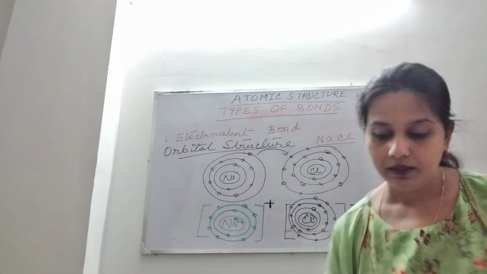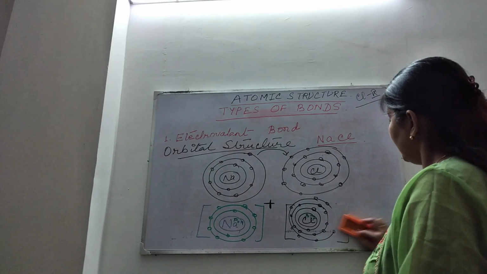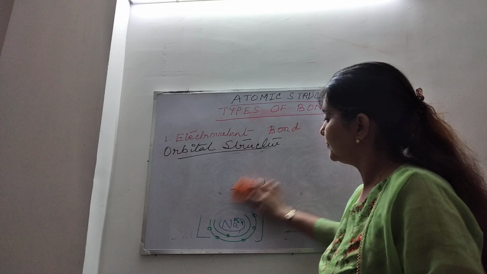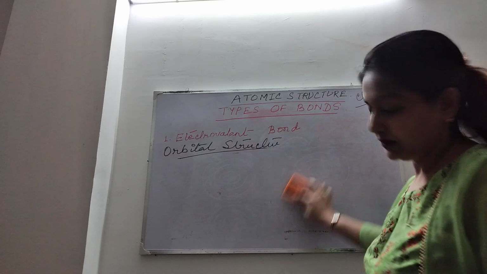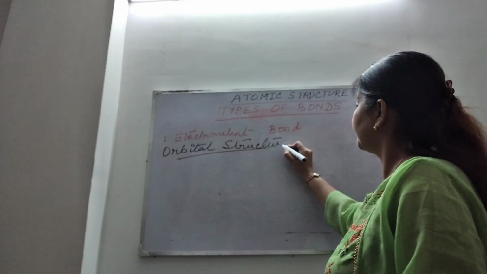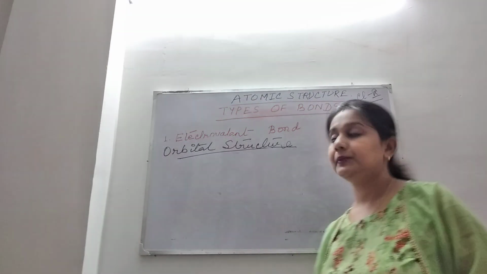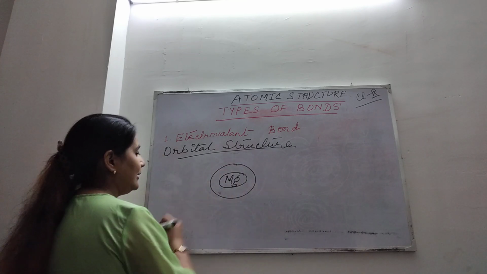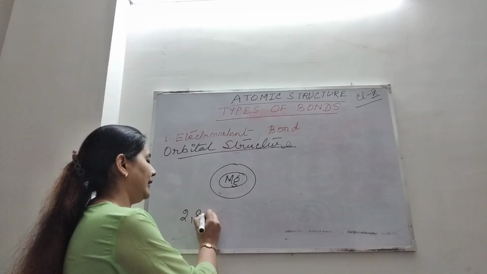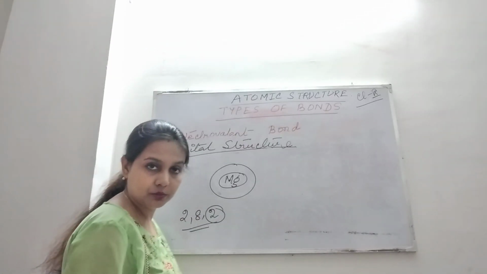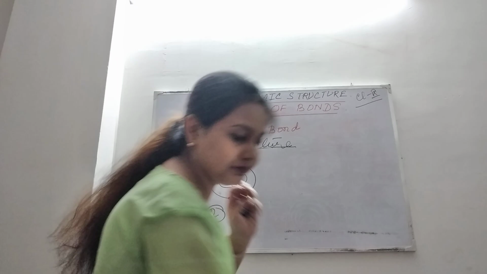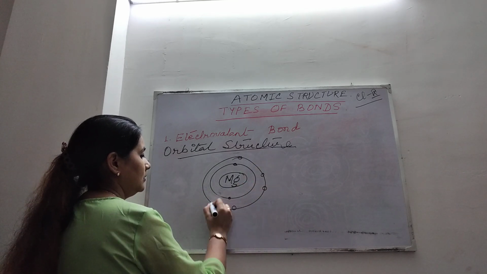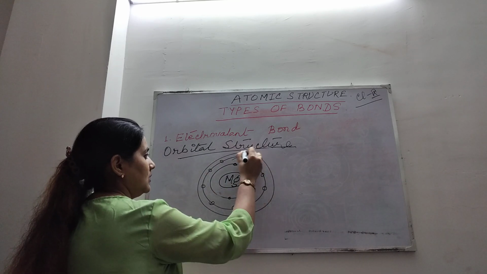Now we will proceed with one more example and then proceed with covalent bond. This is known as the orbital structure. Now if I talk about magnesium oxide, the electronic configuration of magnesium is 2, 8, 2. It has 2 electrons in the outermost shell. So 2 electrons here, then 8 electrons here, and 2 electrons here.